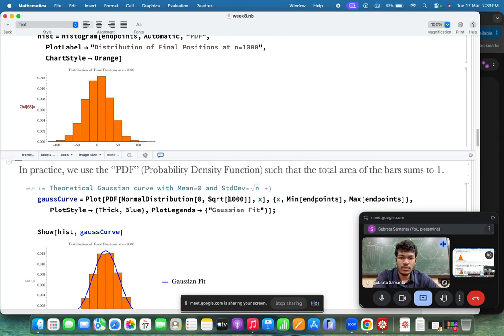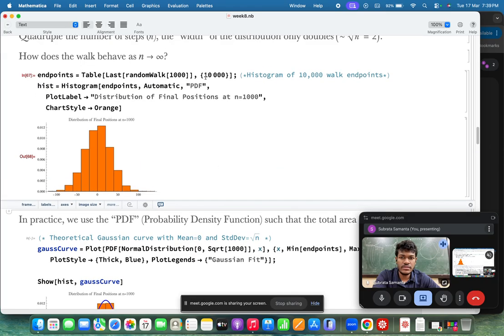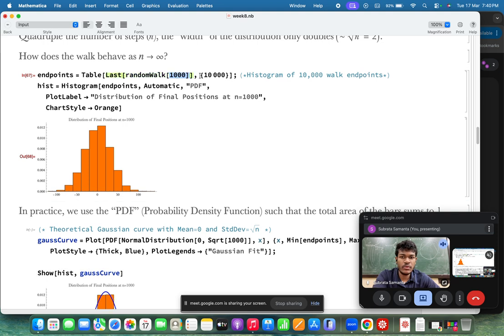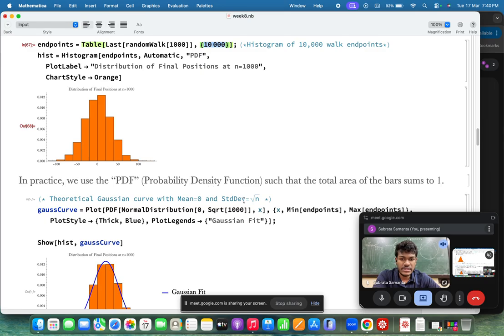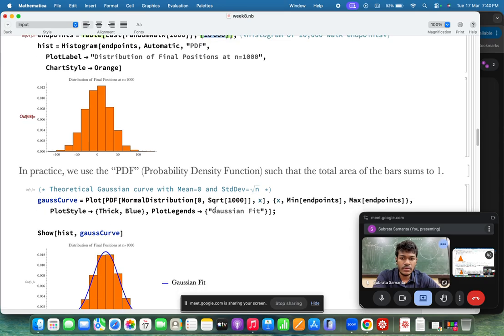So, I calculate the mean 0 and the standard deviation, the square root of n. So, 10,000 paths, and my n is 1000 steps. So, my standard deviation is the square root of n. I calculate the square root of n here.